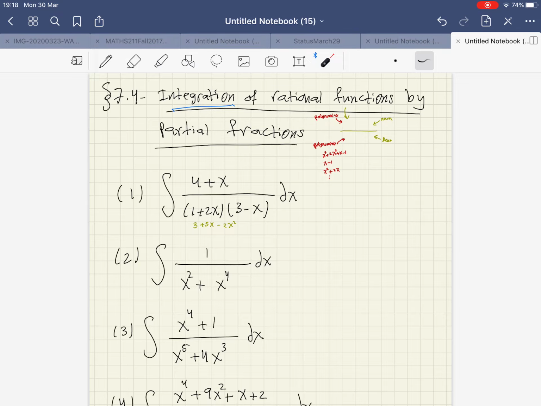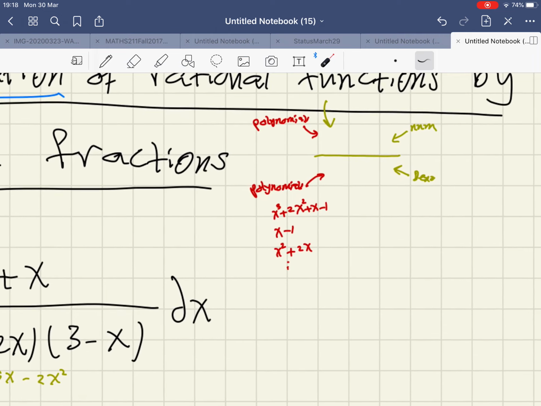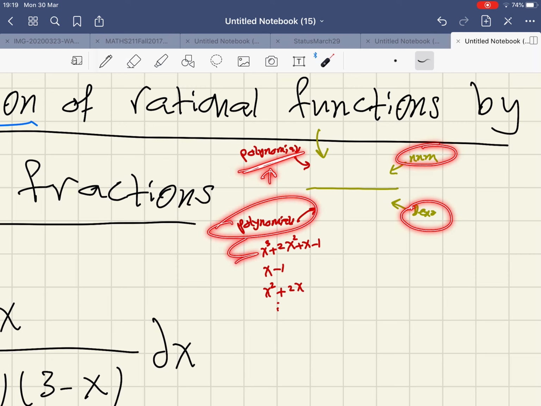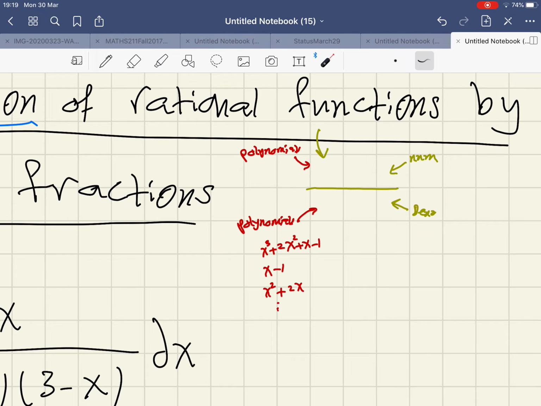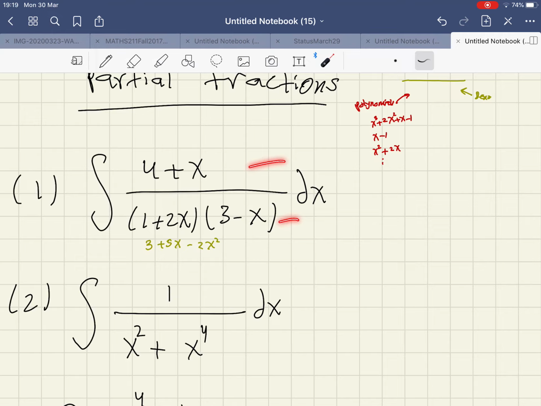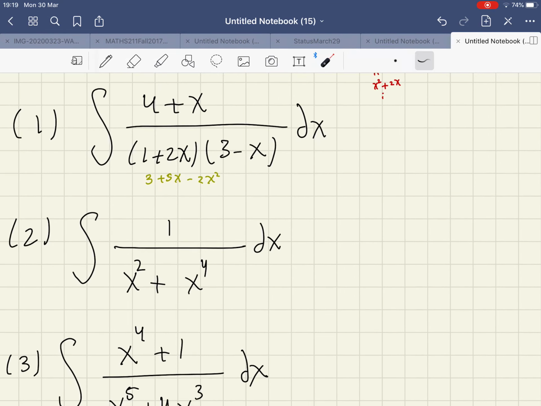A very quick 30 seconds reminder of rational functions. If we zoom in here, we will see that a rational function consists of a numerator and denominator. What you will find in the numerator is a polynomial, and what you will find in the denominator is a polynomial, one of those examples up here. So it's a polynomial over polynomial, and that's what we call a rational function.